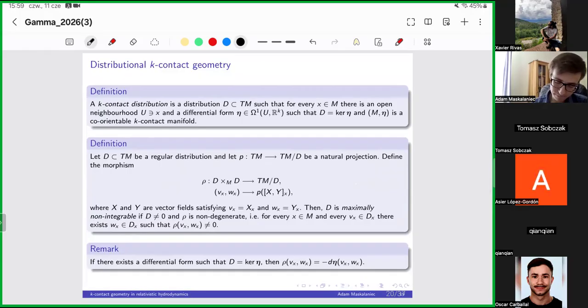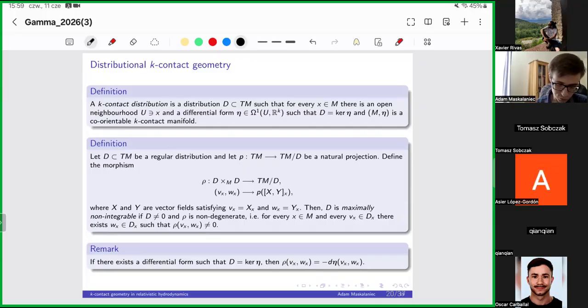Okay, so a k-contact distribution is a distribution in a tangent bundle TM, such that for every point x there is an open neighborhood, that this distribution locally is given by k-contact forms. However, globally, it's not necessarily true.